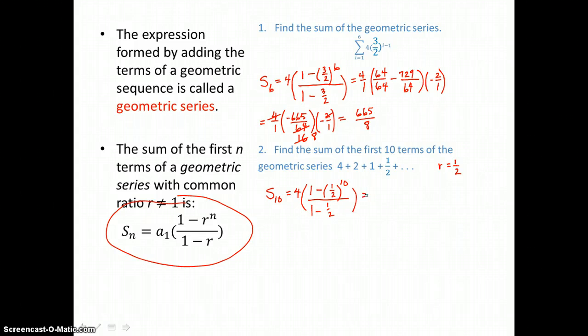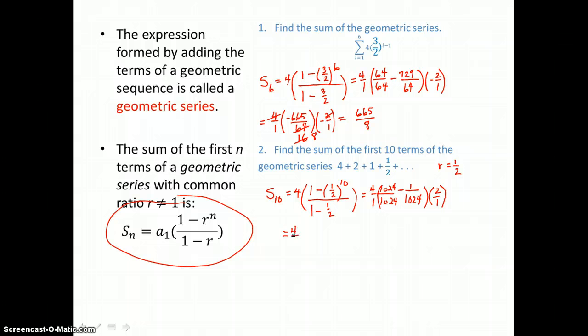So simplifying, I've got that 4 over 1. In the numerator I've got 1 to the 10th power, that's 1. 2 to the 10th power, that's 1024. So I'm going to write 1 as 1024 over itself. So I have a common denominator again. And then in the denominator it's 2 halves take away 1 half, so that's 1 half. And I'm going to invert and multiply it to the numerator.